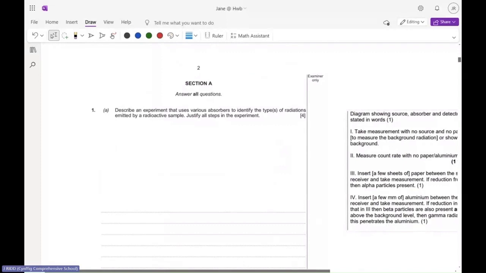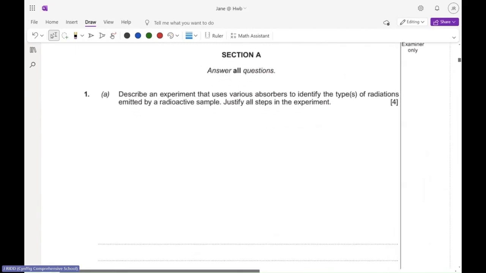Now, number one, describe an experiment that uses various absorbers to identify the types of radiations emitted by a radioactive sample. Justify all steps in the experiment. Sometimes a question might ask you to use magnetic and electric fields as a mechanism to identify different types of radiation. So just be aware of that method as well.